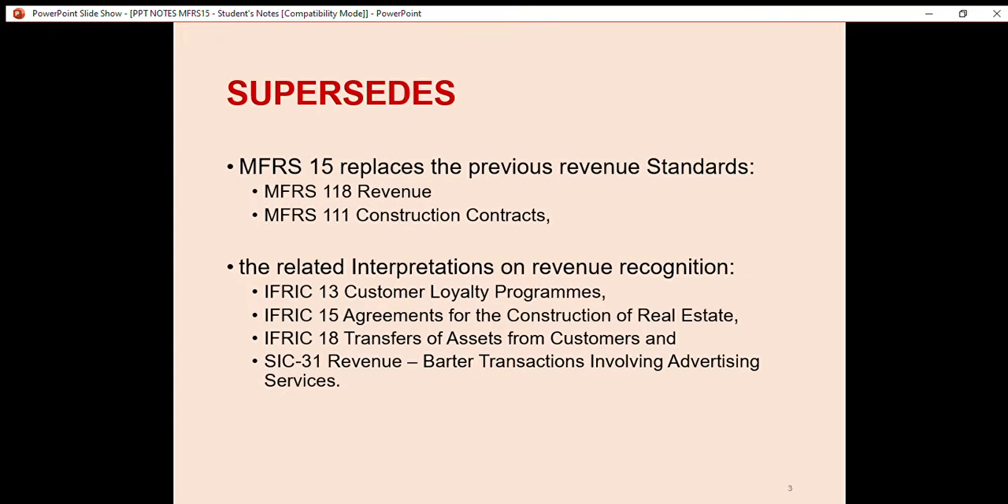For your information, MFRS 15 is a new standard introduced by the MASB to provide a comprehensive revenue recognition model for all contracts with customers. The standard became effective from 1st January 2018 and it replaces the previous revenue standards, that is MFRS 118, MFRS 111, and other related interpretations on revenue recognition, that is IFRIC 13, 15, 18, and SIC 31 on revenue.